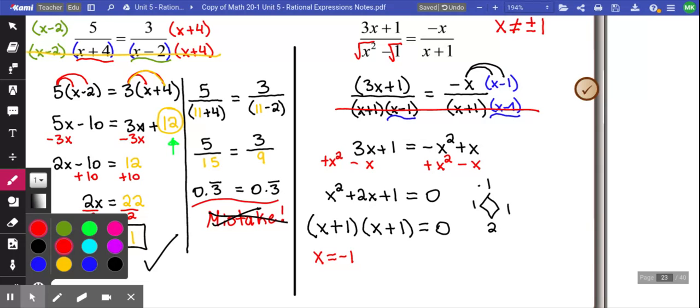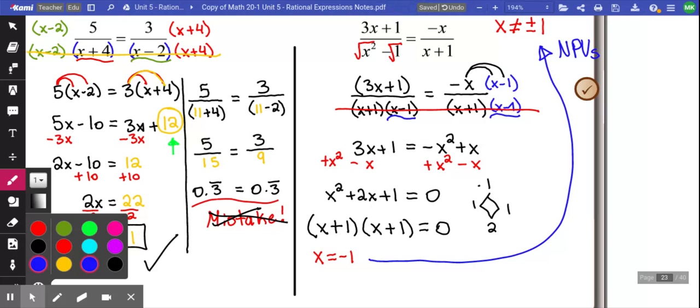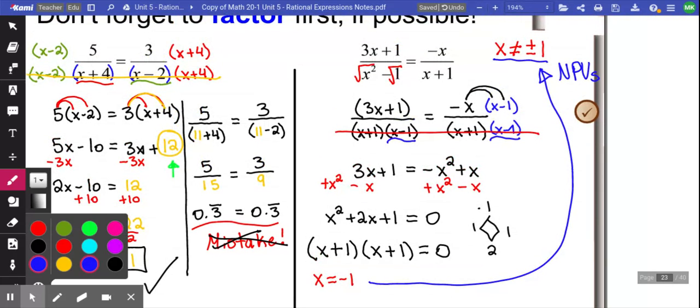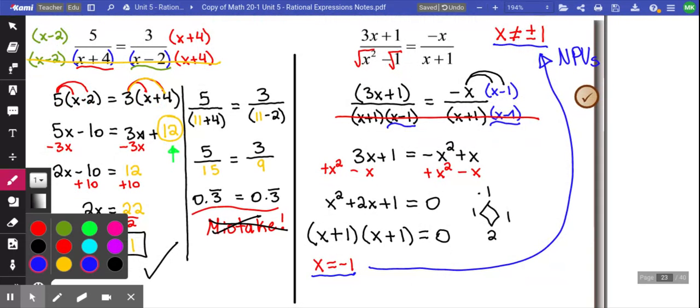However, something new is happening, and it has to do with our friend the NPVs. NPVs tell you what x cannot equal. I have a contradiction here. I'm saying x cannot equal -1. Then I'm saying, hey, x equals -1. The NPV overrules whatever you solved. So this solution is wrong. And that means there is no solution.